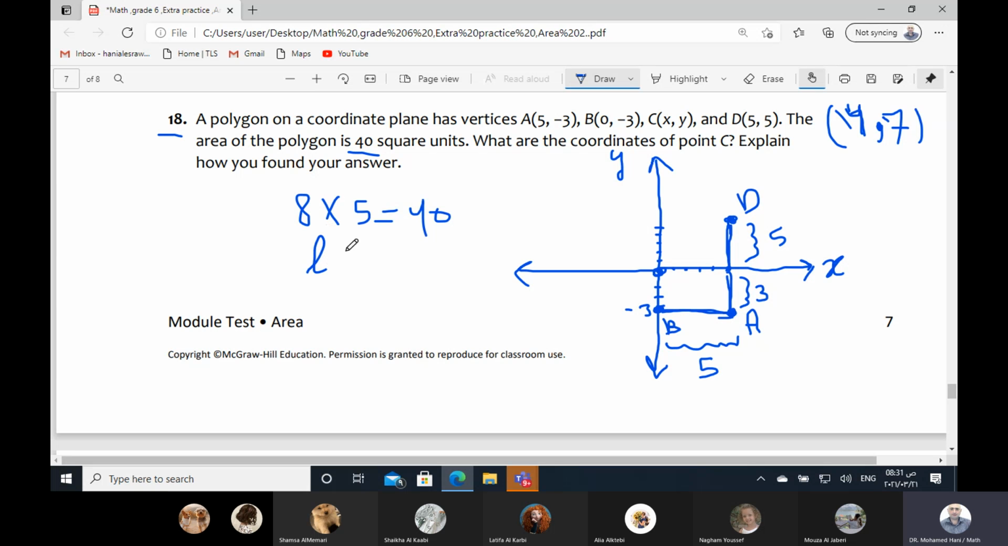Length times width. Right. This formula is for which figure? For the rectangle. Means the polygon will be a rectangle. So if the length here is 8, the length will be here what? Will be 8. So the point will be here. This is C.